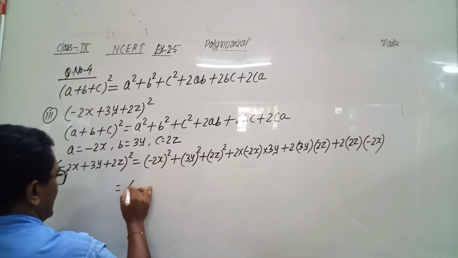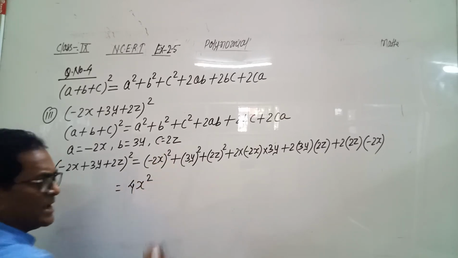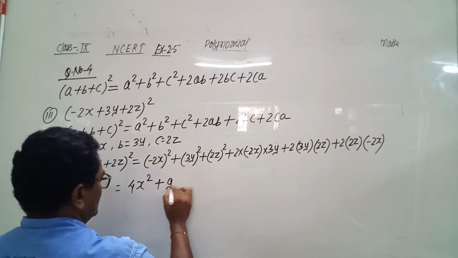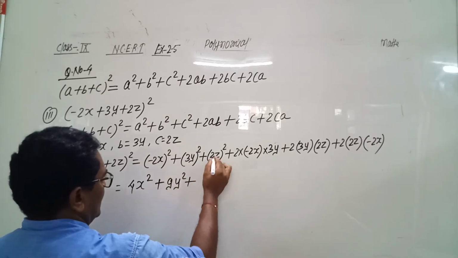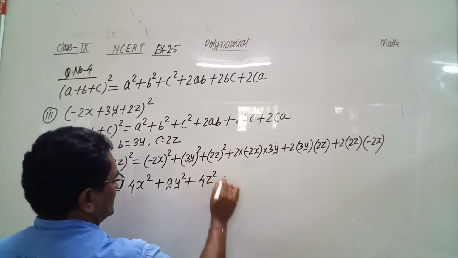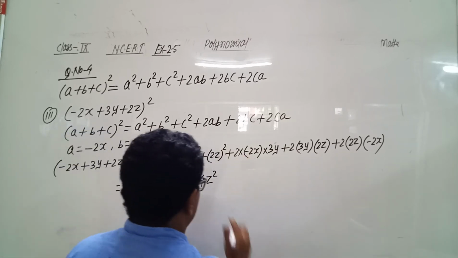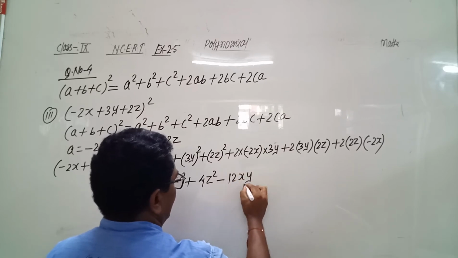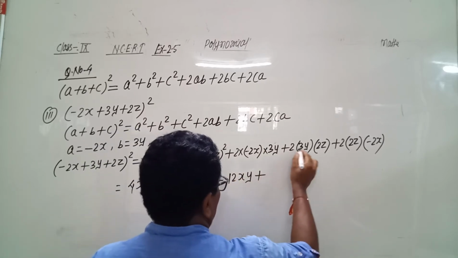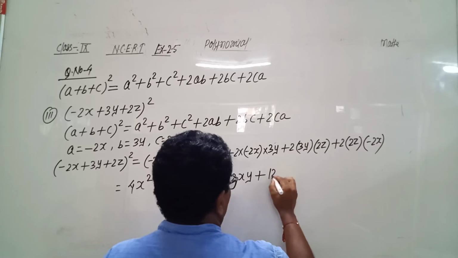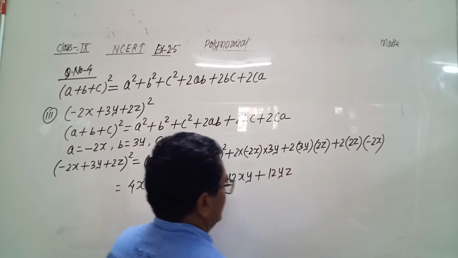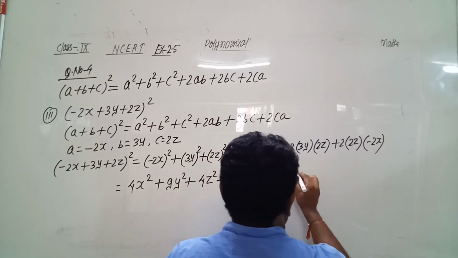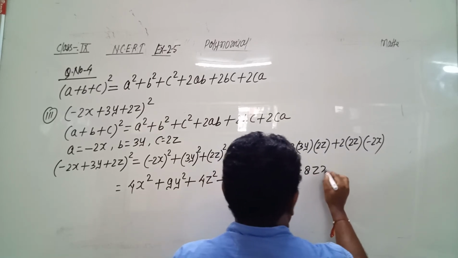So minus 2x the whole square is 4x square, plus 3 the whole square, 9y square, plus 2 the whole square, 4z square, plus minus minus 2 into 2, 4 into 3, 12xy, then 2 into 3, 6 into 2, 12yz, and plus minus minus 2 into 2, 4 into 2, 8, so minus 8zx.